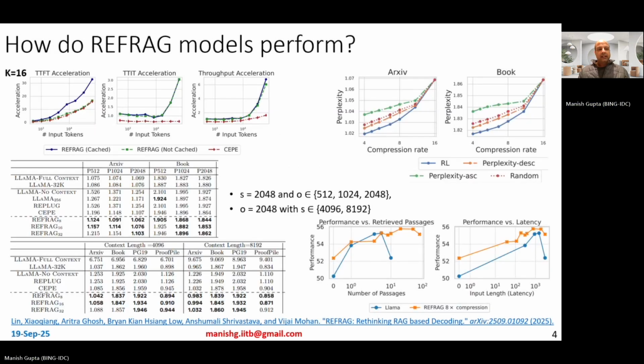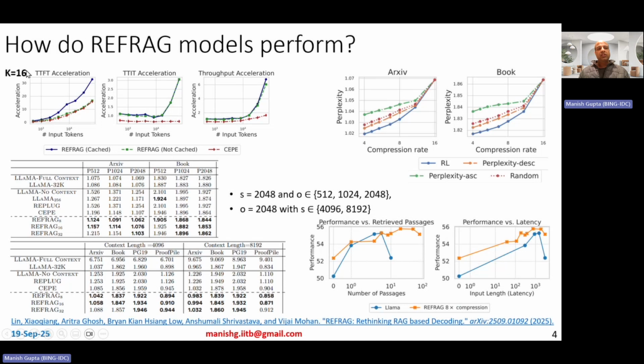Okay, so how do these models perform? Let's talk about the performance. There are many plots and charts here, so let me talk about them one by one. Let's talk about this chart that you see here. Essentially, there are three different subcharts here.